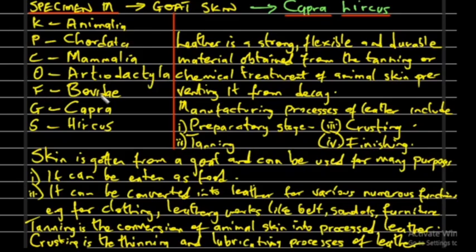We have the family to be Bovidae, the genus is Capra, and the species is hircus. And that is how we got this scientific name to be Capra hircus. This skin is gotten from goats and can be used for many purposes.